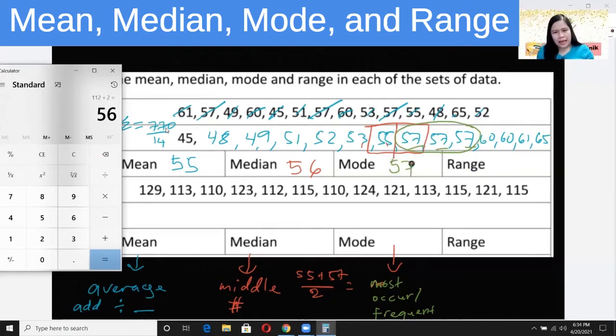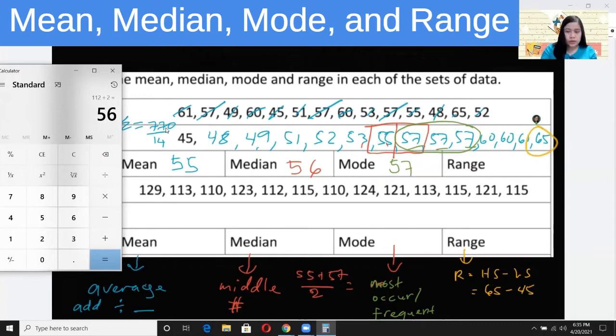Not at all times do we have different answers for the mean, median, and mode. Sometimes you will get the same result for the mean, median, and mode. And then next, we have the range. The range is simply the highest score minus the lowest score. Since we organized them in order, the highest score is 65 minus 45. You will just subtract the highest number minus the lowest. So we can simply subtract them.